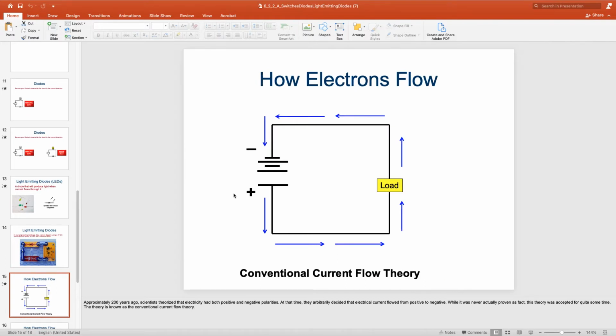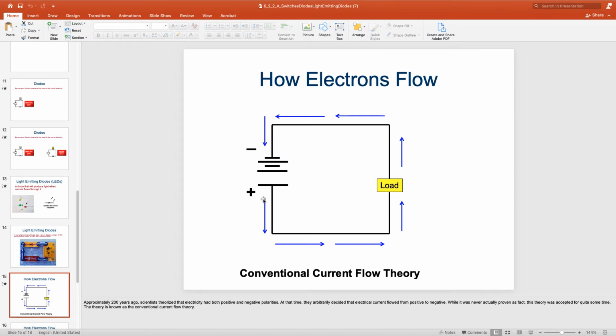Okay, so conventional flow theory is the idea that we've already talked about. Okay, about 200 years ago, scientists theorized that electricity had both positive and negative polarities. Okay, at that time, they just arbitrarily decided that electric current flowed from positive around to negative. Okay, while it was never actually proven as a fact, the theory was accepted for quite some time. Okay, so this is the conventional current flow theory. And this kind of makes sense.